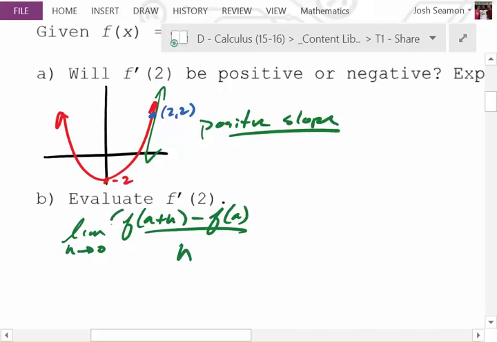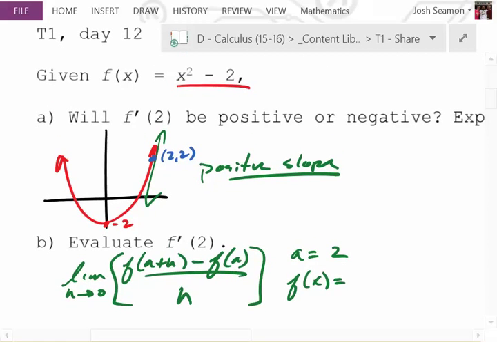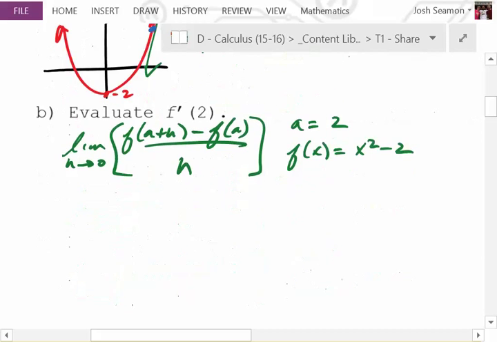This has to be automatic. You have to just have muscle memory of that immediately. The difference quotient is king right now. What's the a value now? 2. And what's f of x equal to? What is the function? It literally is at the top of the board. X squared minus 2 is the function.